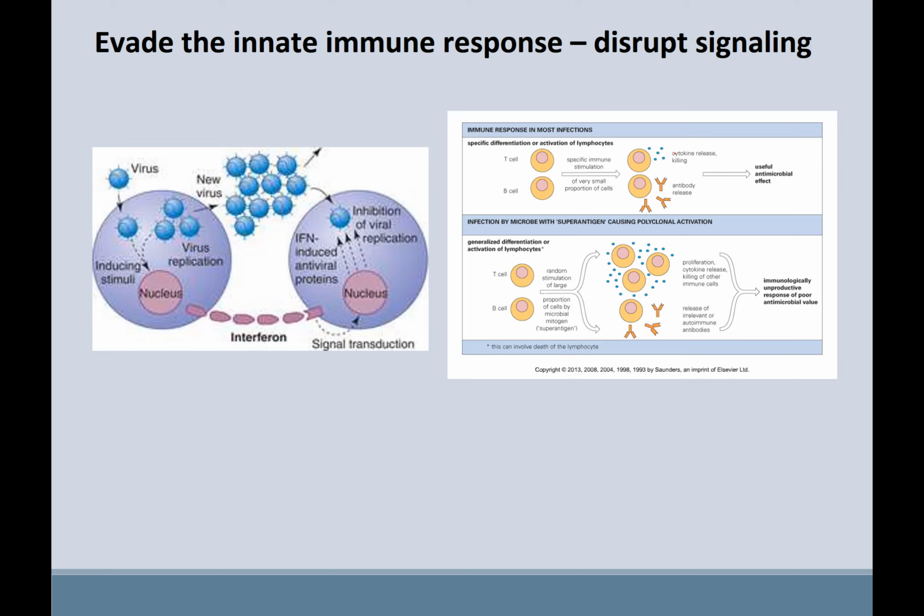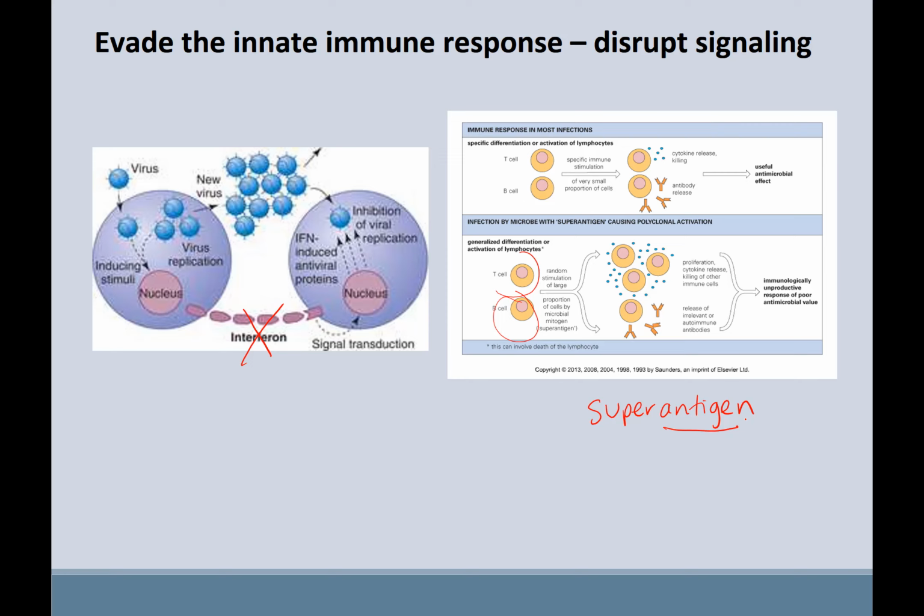Another thing that pathogens can do is they can disrupt signaling. So you might block interferon signaling, so the cells are not alerted that there is a viral infection. You can have something called a super antigen, which is kind of like a decoy. It says, okay, T cells and B cells, here's something you need to make lots of antibodies or lots of cytotoxic T cells to. And it's really just a waste of resources because it's not an antigen that will actually target the pathogen.